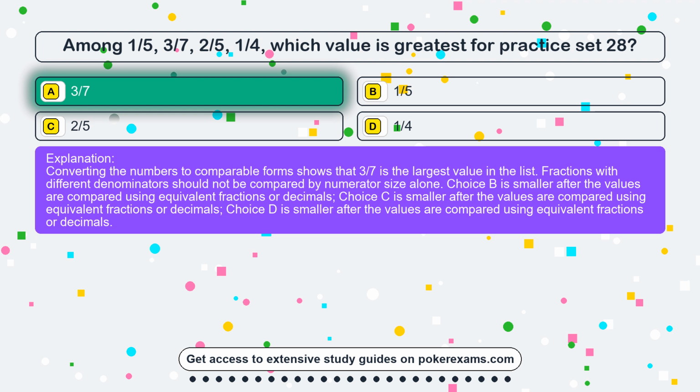Fractions with different denominators should not be compared by numerator size alone. Choice B is smaller after the values are compared using equivalent fractions or decimals. Choice C is smaller after the values are compared using equivalent fractions or decimals. Choice D is smaller after the values are compared using equivalent fractions or decimals.